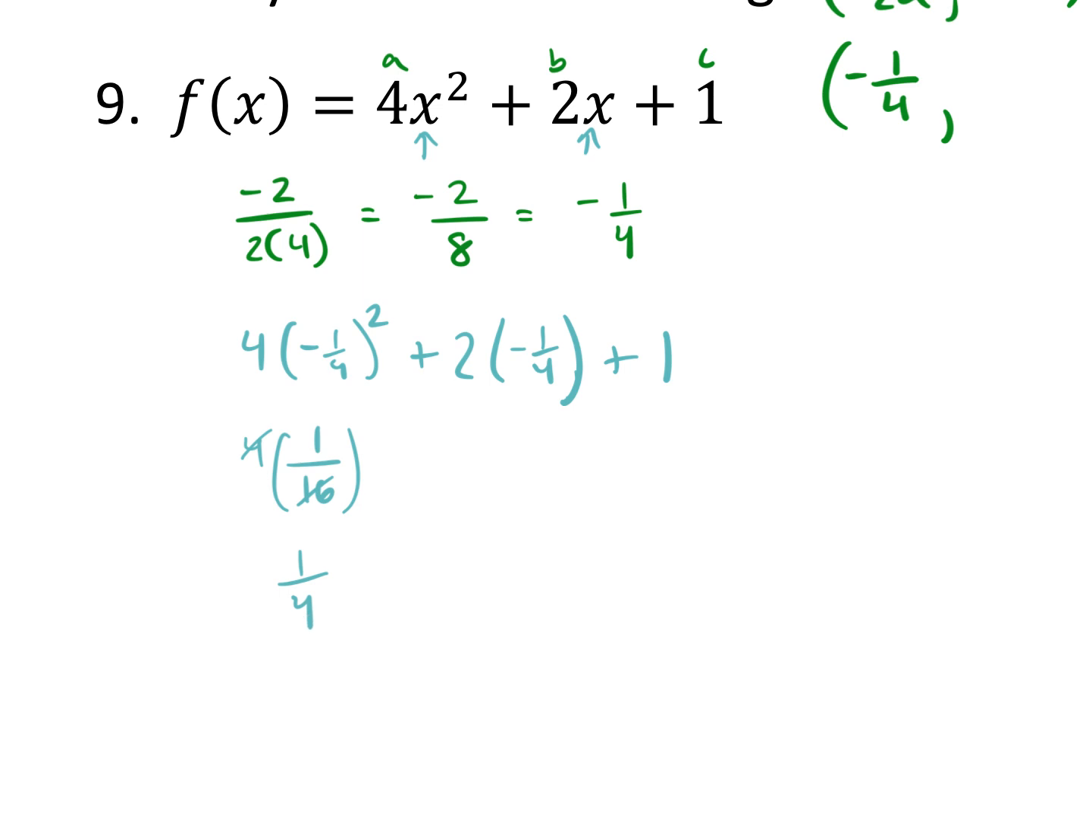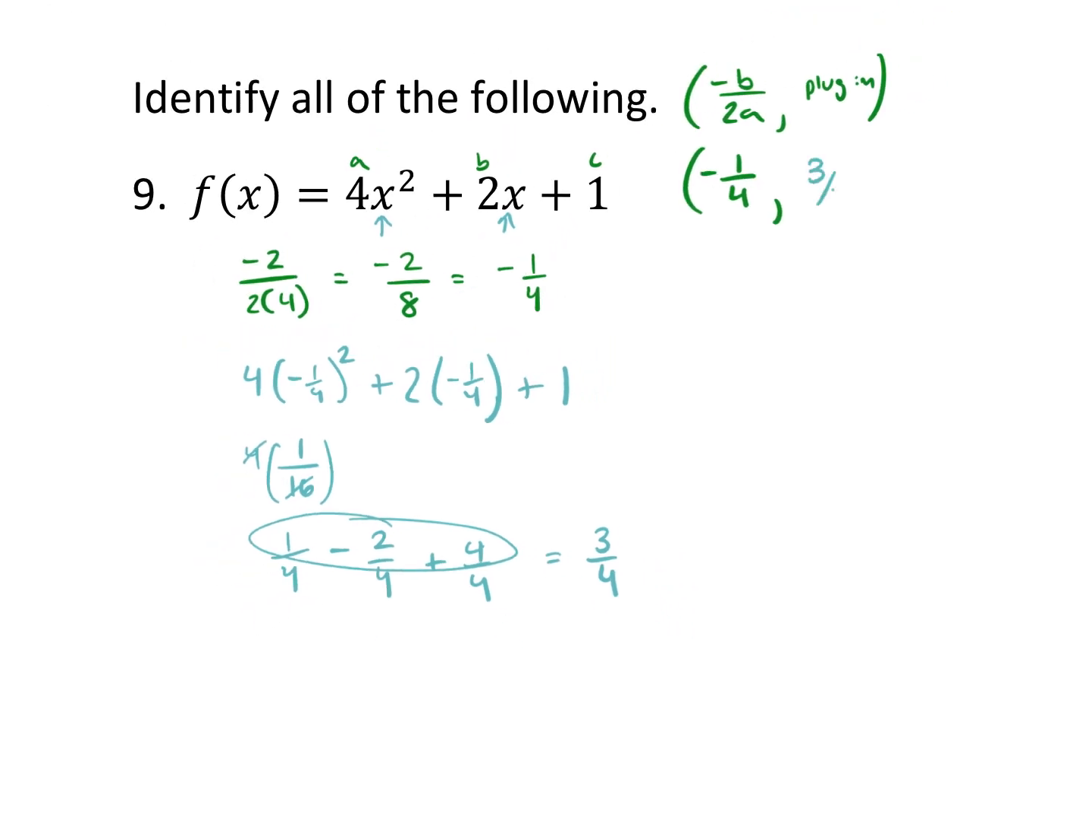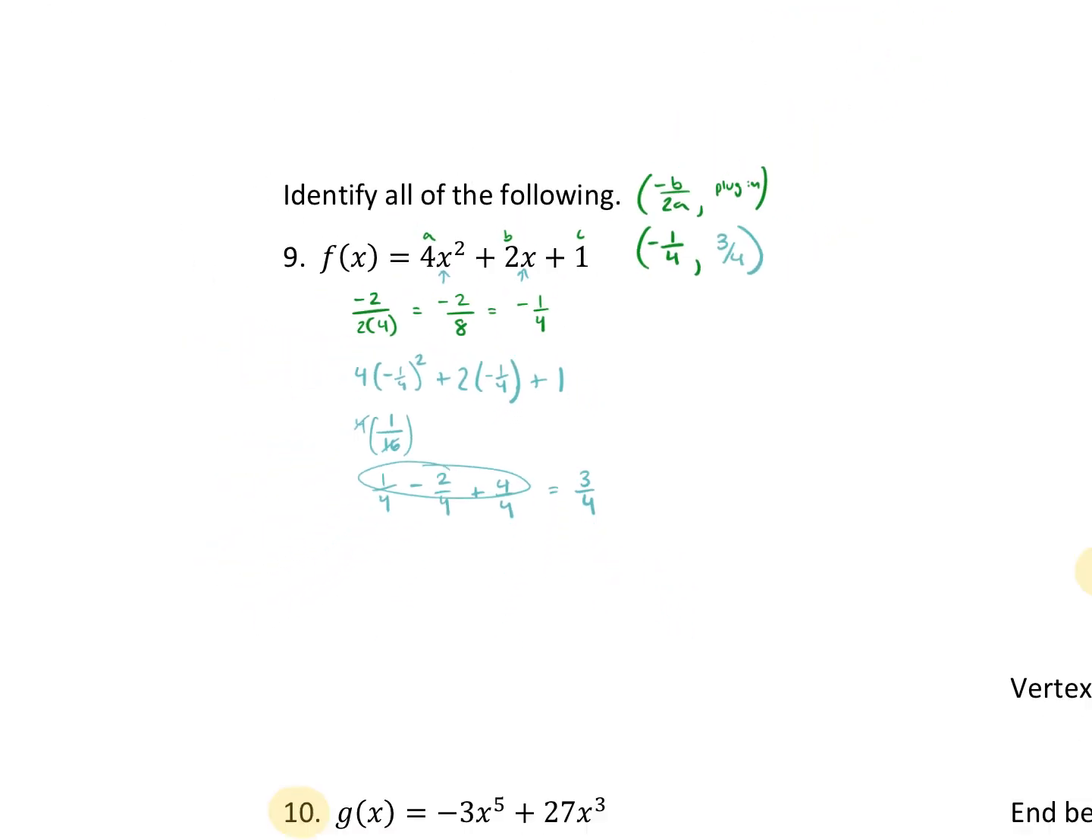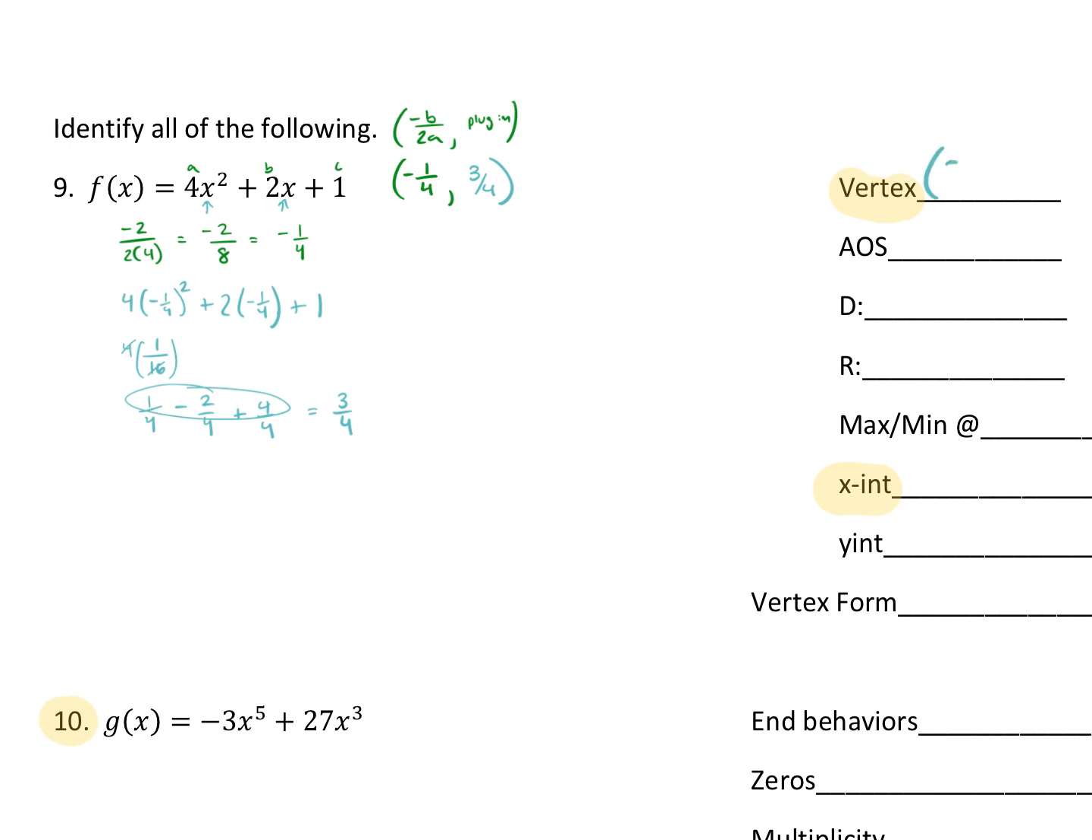Then we have plus 2 times -1/4 would be -2 over 4. And then plus 1, if you want to change it in this step to give it a common denominator too, we could make it 4 over 4. Then we can just add our numerators together. 1 minus 2 would be -1. -1 plus 4 would be 3, so 3/4. So this would be our vertex: -1/4, comma, 3/4.